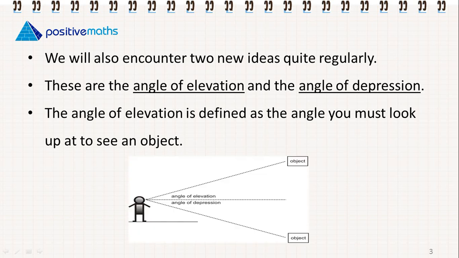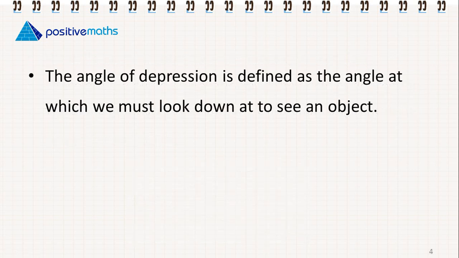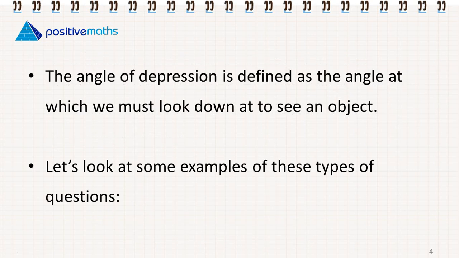So for example, from here we have our angle of elevation. That's the angle that we're looking up to a certain object. The angle of depression then is the angle that we're looking down to an object, and this is from the horizontal line. Let's look at some examples of these types of questions.